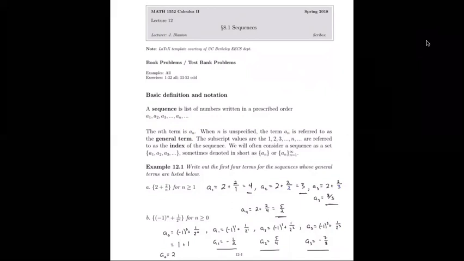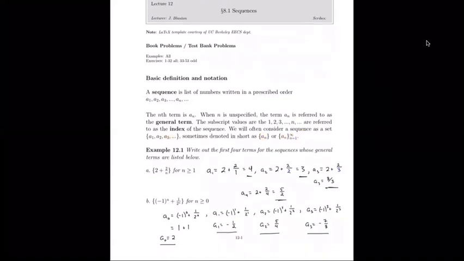The subscript values 1 through n and so on are referred to as the index of the sequence. So we'll often consider a1 through a3 denoted more so in this fashion: the sequence of terms a sub n, or a little bit more explicit, a sub n, where n is equal to 1 and so on through infinity. And n is always a whole number, positive integer. Okay, so write out the first 4 terms of the sequences whose general terms are listed below.